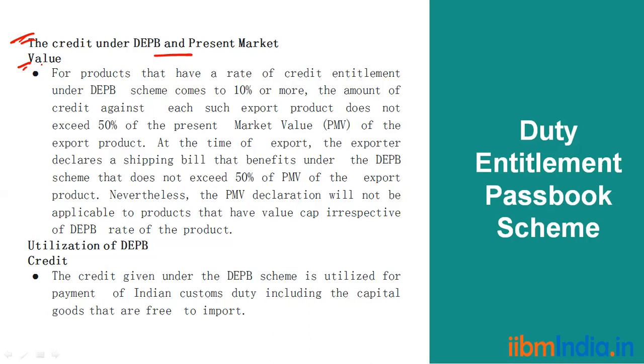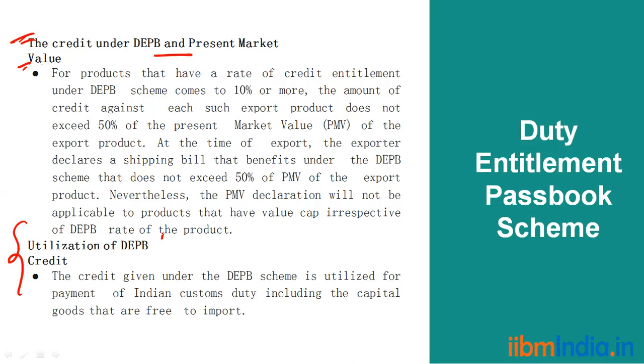The credit under the DEPB for products that have a rate of credit entitlement under the DEPB scheme of 10% or more must not exceed 50% of the present market value of the export product. At the time of export, what we actually have to do is that the exporter declares on the shipping bill that the benefit under the DEPB scheme does not exceed 50% of the PMV of the export product. Nevertheless, the PMV declaration will not be applicable to products that have value caps, irrespective of the DEPB rate of the product.